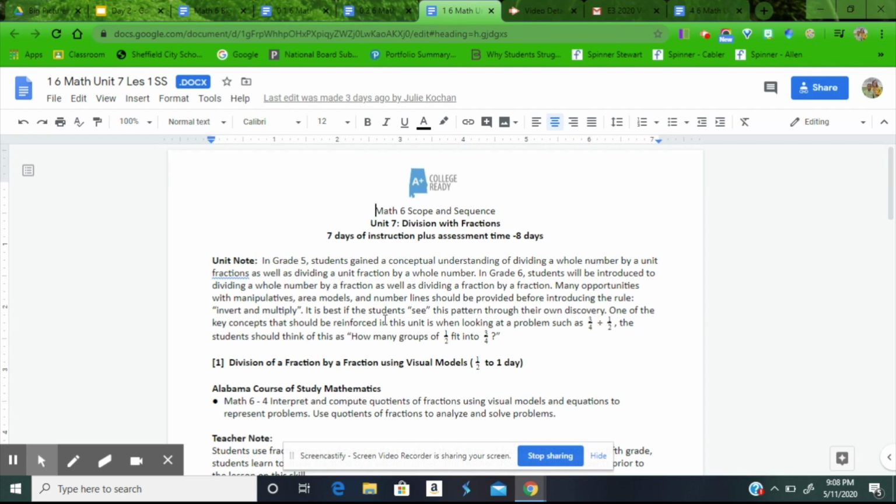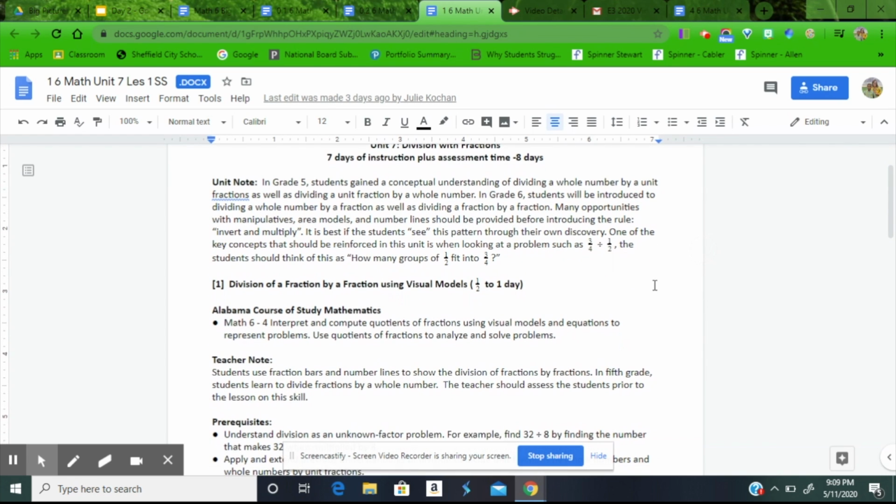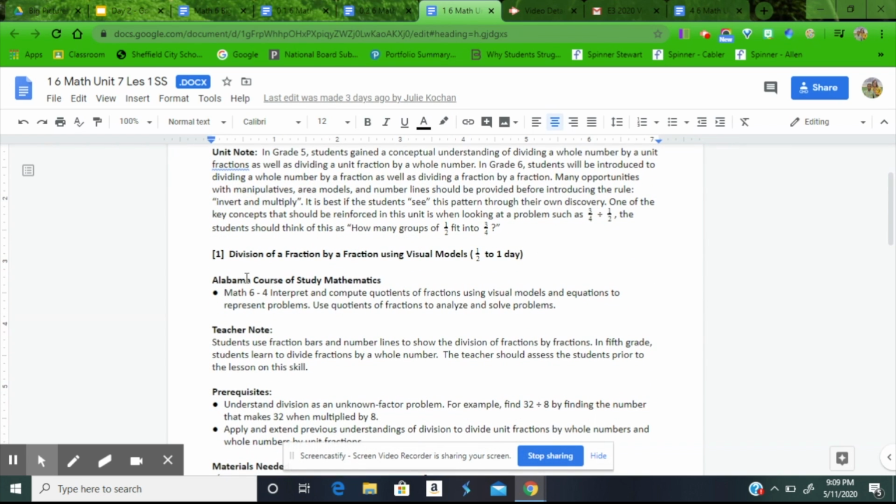It is best if students see this pattern through their own discovery. One of the key concepts that should be reinforced in this unit is when looking at a problem such as 3/4 divided by 1/2, the students should think of this as how many groups of 1/2 fit into 3/4. So really try to avoid using the keep, flip, change as long as they will allow you to.